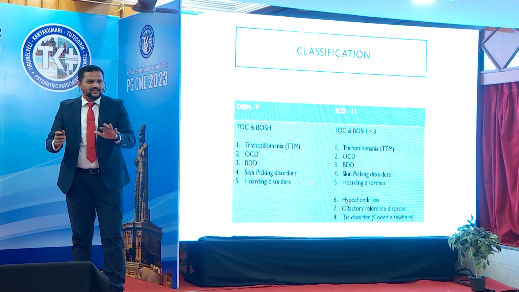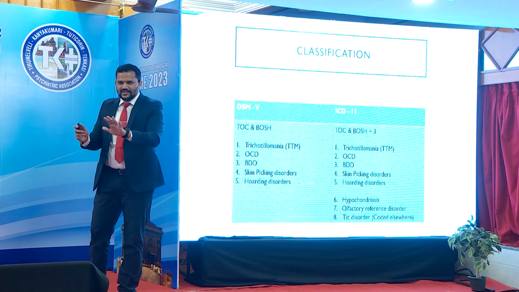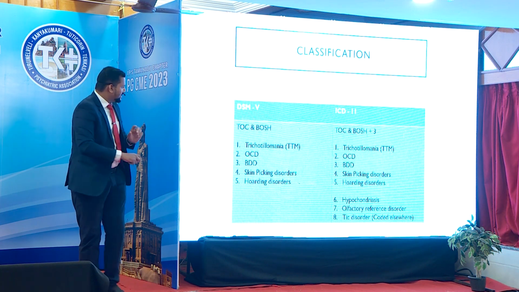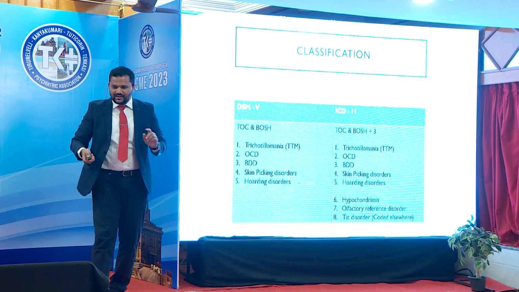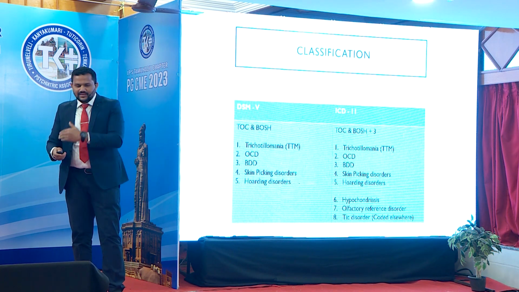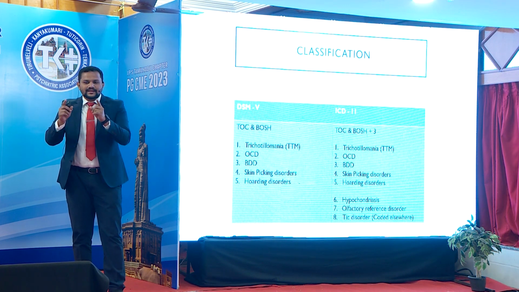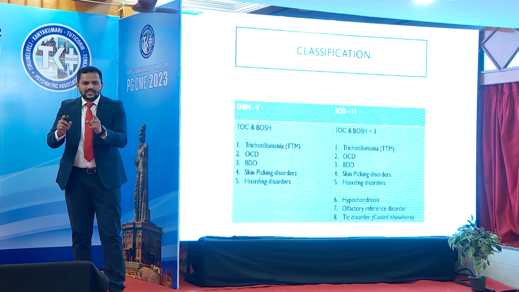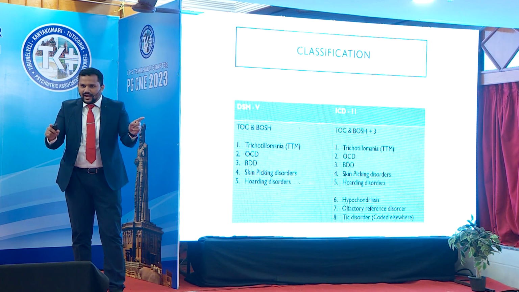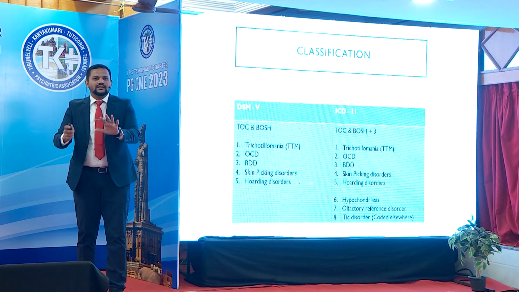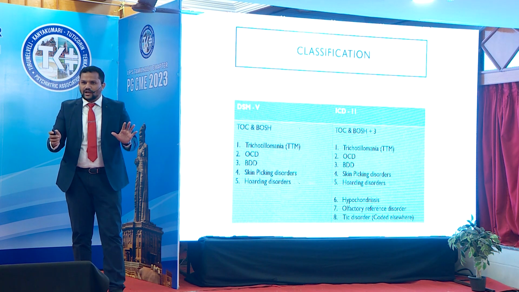In ICD-11, we don't have 11, rather we have 8. So the 5 will be the same, and the next 3 will be different. That includes hypochondriasis, olfactory reference disorder, and tic disorder. Here, tic disorder is very unique. It is classified elsewhere, between neurodevelopmental disorders and OCRD. So these are the areas where we are going to discuss how to clear the confusion within ourselves.